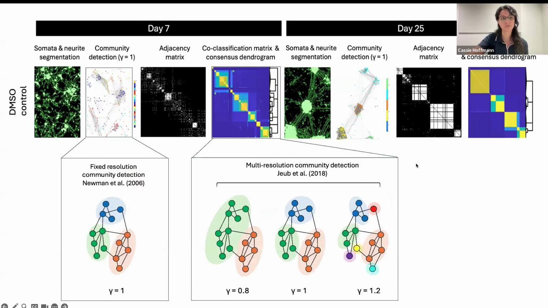Sorry, just going back. In the control cultures, you can see, as we expect, extensive self-organization. In the co-classification matrix, these really robust, stable blocks emerged, and that's indicative of these highly stereotyped cluster structures in the culture. And if we compare that to the matrix at a younger time point when the cells are more disorganized, you can see that the matrix is a bit more irregular and unstable. That's essentially telling us that the nodes are swapping communities as the resolutions increase.